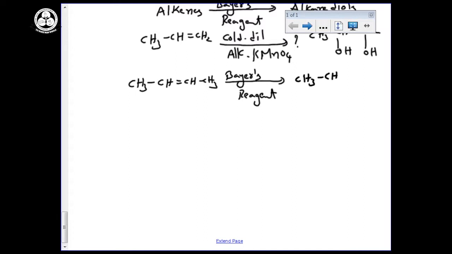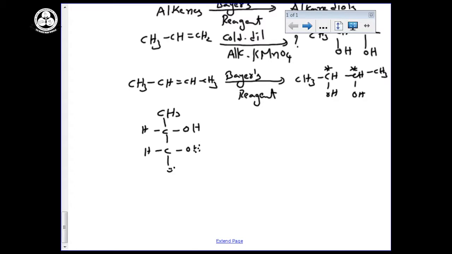CH3, CH, OH, CH, OH, CH. This is a chiral carbon and this is also a chiral carbon. Chiral means organic compounds containing a chiral carbon. So optically active means it can form non-superimposable mirror images, and non-superimposable mirror images means enantiomers. The same compound, see, I am writing like this: CH3, C, one side OH, one side H, and one side C, one side OH, one side H, and this side is CH3.